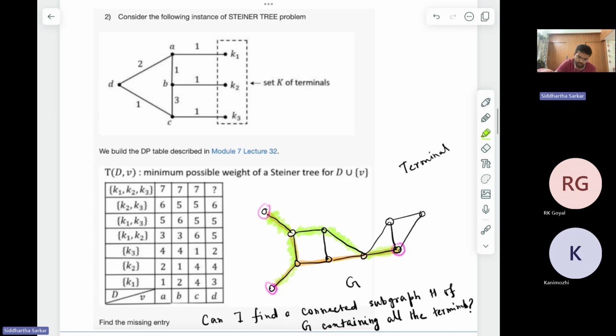In this graph, we have weights on the edges, and there are three terminals K1, K2, and K3, and these weights are given. Okay. So now they have built a DP table. So we have to first understand the DP table and what the entries correspond to, and then we will ask how to compute this entry. First I have to define for you what the recurrence is and what is the meaning of this DP table.